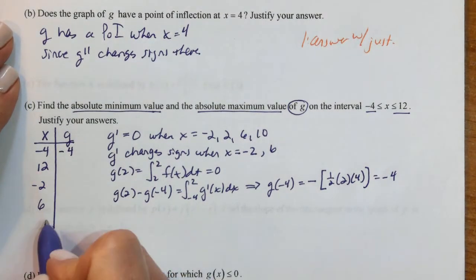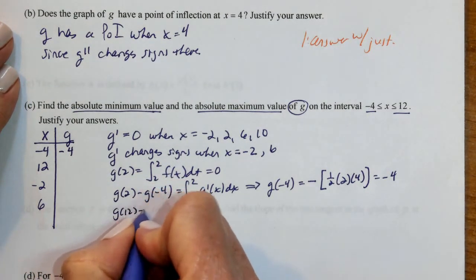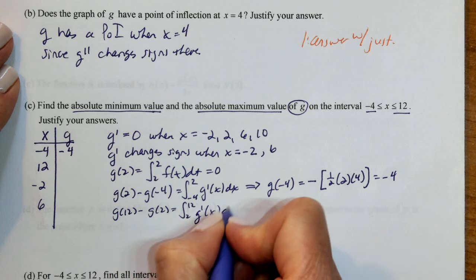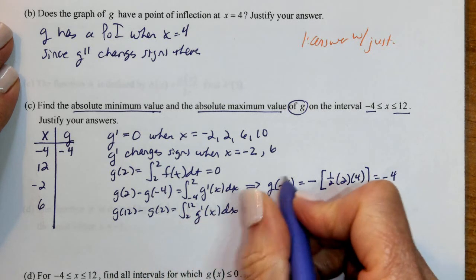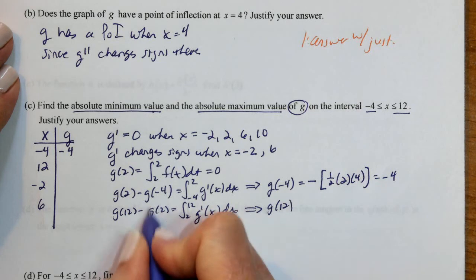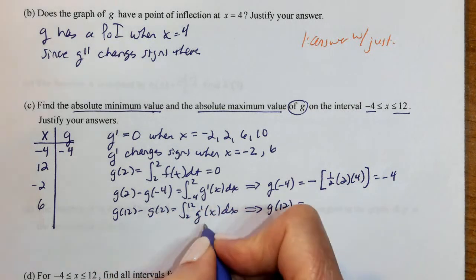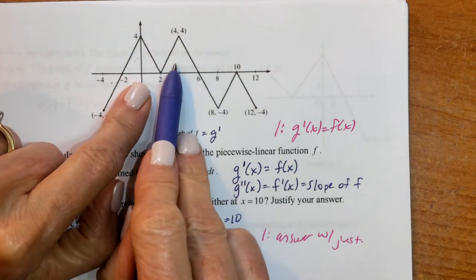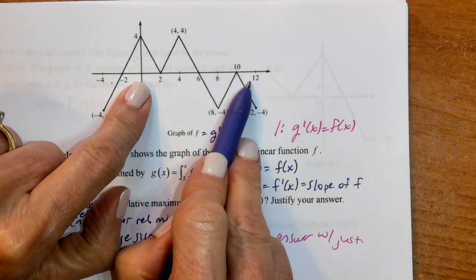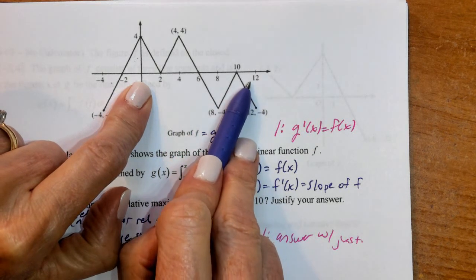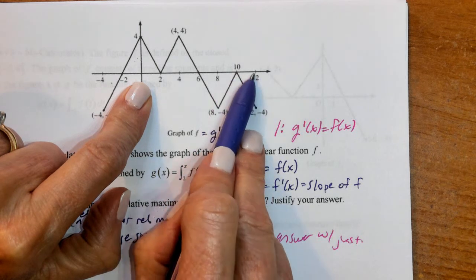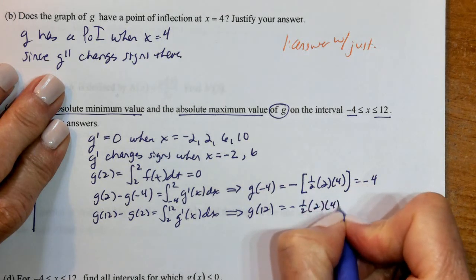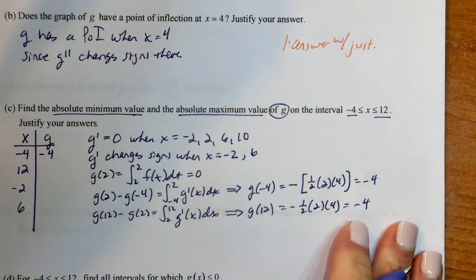And then we have 3 more to do here. G of 12 minus g of 2 is the integral from 2 to 12 of g prime of x dx. So g of 12, this g of 2 is just 0, is equal to just that integral. So the integral from 2 to 12, right here. Well, I see this area will cancel out with that area, and my only remaining area will be below the x-axis, so I'm going to make this negative. Negative 1/2 times 2 times 4, which is negative 4 again.